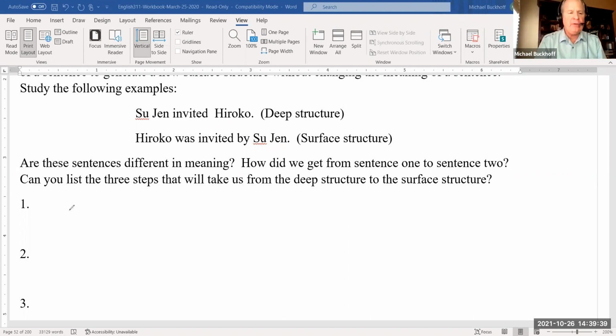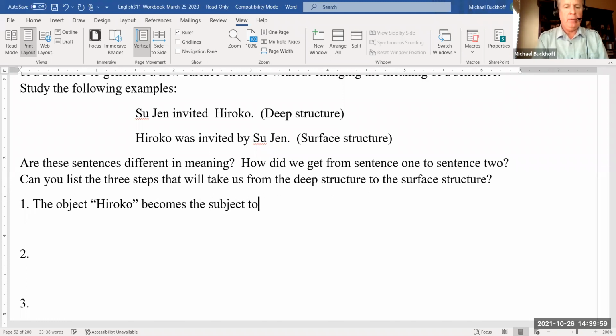So let's get this down in note form here. So first of all, the object Hiroko becomes the subject of the sentence. That's number one. Number two, we have to use a form of the be verb plus the past participle.